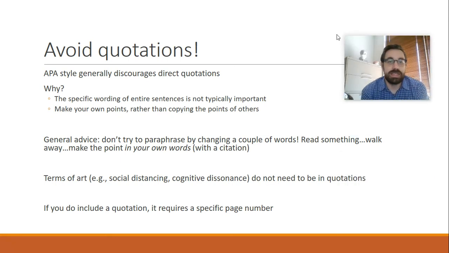In general, in APA style, we discourage direct quotations. There's two reasons for that. One is that the specific wording of entire sentences is not usually important. Usually you could make a point in a different way without relying on the exact wording from an entire sentence or paragraph from another source. I just did it. I just made the same point twice in different ways. So make your own points rather than copying the points of others.